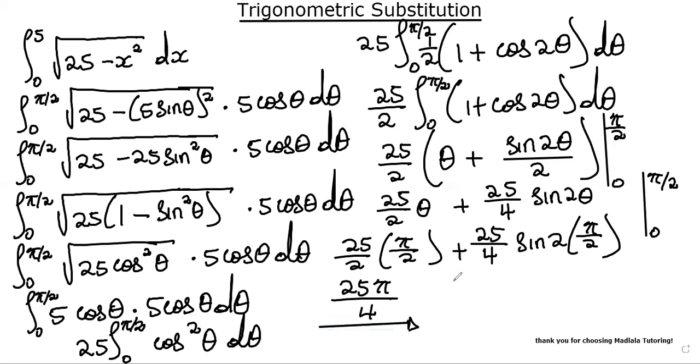Or if you like, of course, you can say it's 25 over 4 pi, whichever way you like. But both of them are equally correct. So yes, that is how you evaluate this integral by using trigonometric substitution.